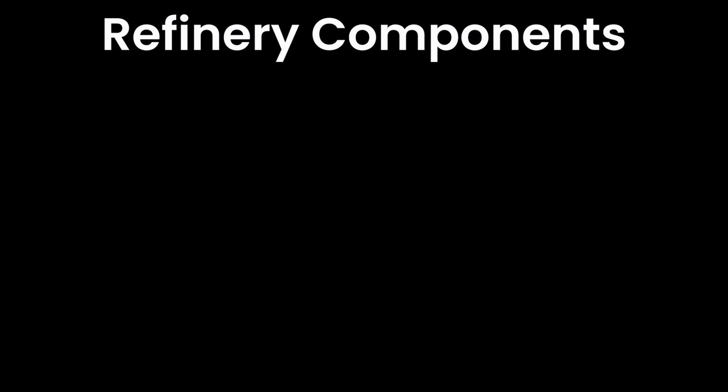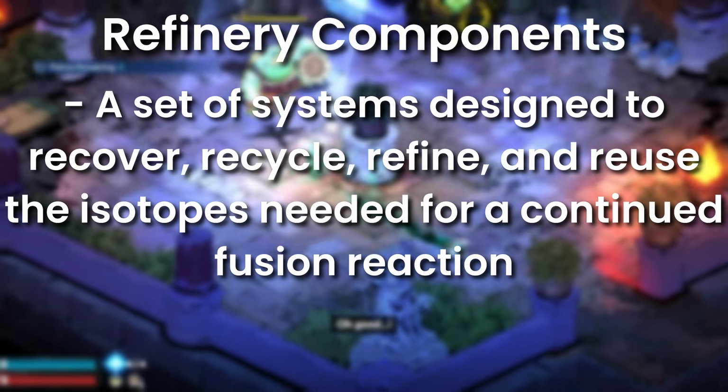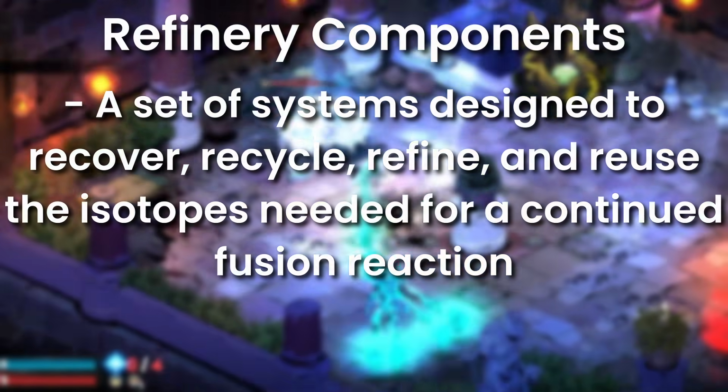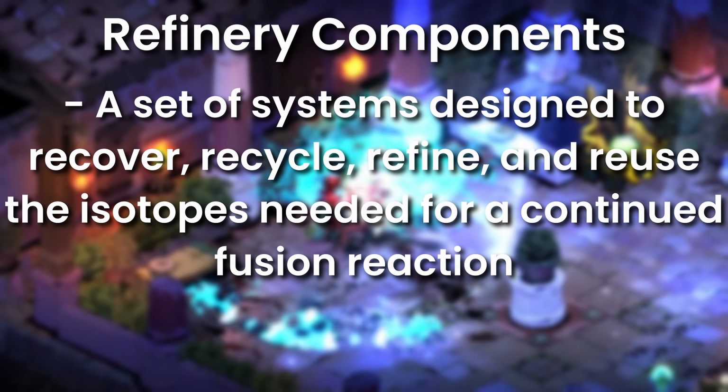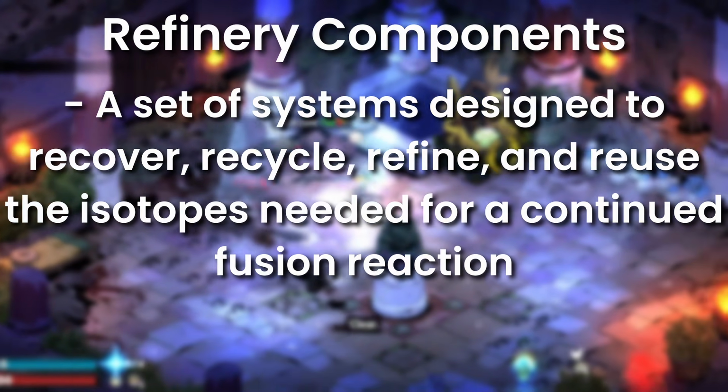Refinery components refer to a set of systems designed to recover, recycle, refine, and recirculate the isotopes needed for the fusion reaction. Essentially, it would create its own renewable energy in order for it to achieve the reaction needed for ignition, further supporting the idea that at the very minimum, the low proximity magnetic distortion system is a type of fusion reactor.